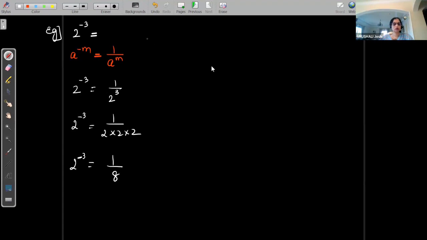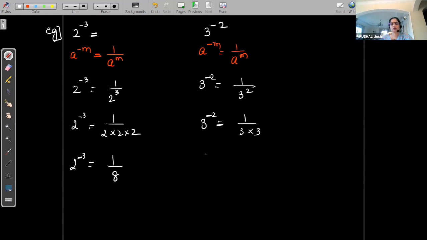Okay, let's try one more question. Can you do this? 3 raised to -2. Can you do it yourself? Every time write the law: a raised to minus m is equal to 1 by a raised to m. That will help you to remember it. So 3 raised to -2 will be 1 by 3 raised to 2, which is 1 by 3 times 3, equal to 1 by 9. Are you guys getting it?